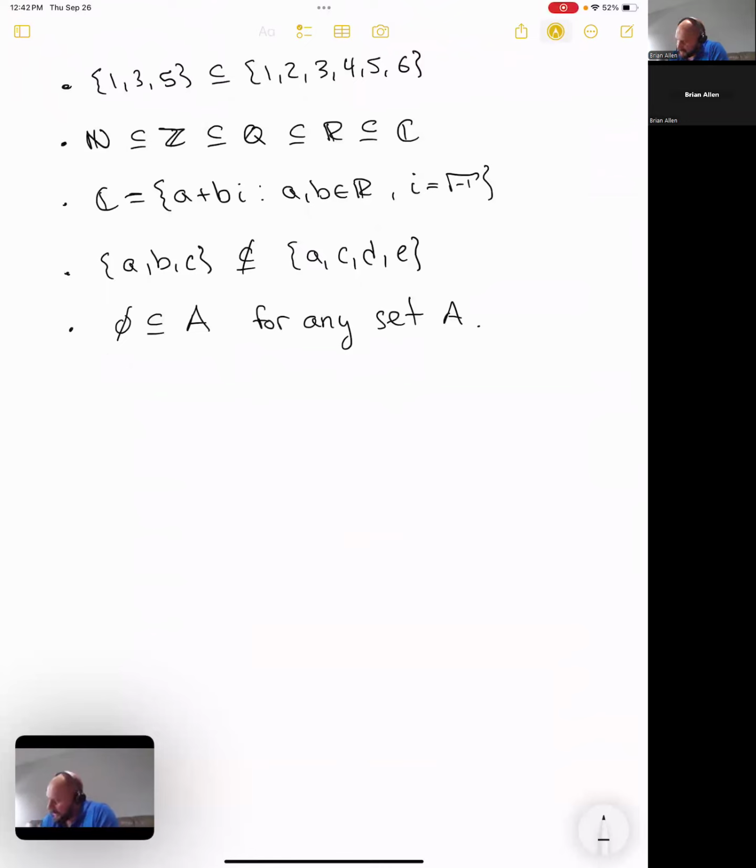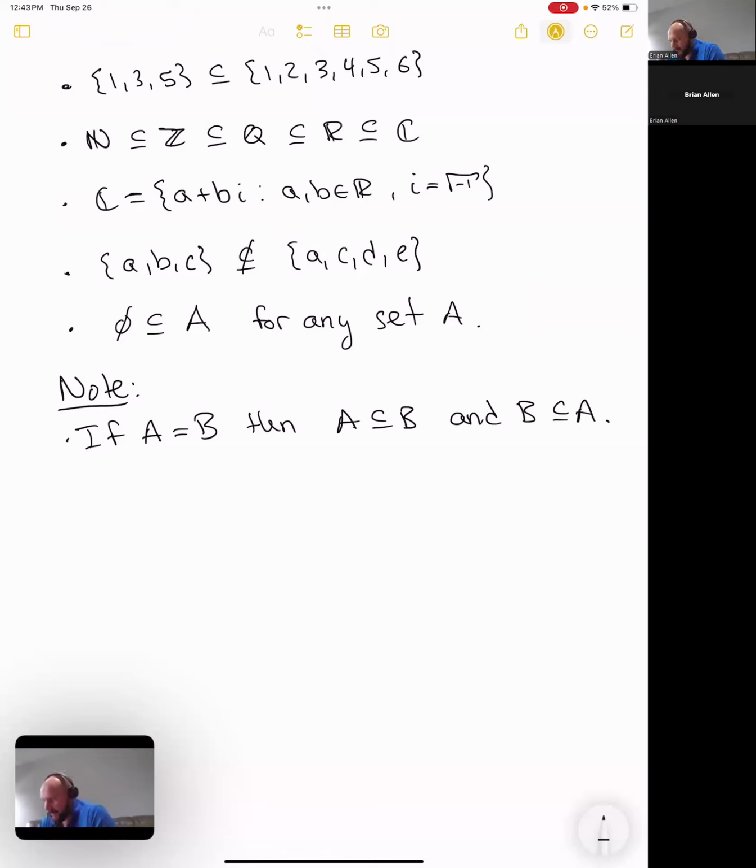Let's make a note about notation here. First of all, if you say that two sets are equal, then that means that A must be a subset of B and B must be a subset of A. In some of the later videos, you'll see that this is a strategy we're going to use when we want to show two sets are equal. We're going to show that they are subsets of each other. For now, I'm just making a note of that fact.